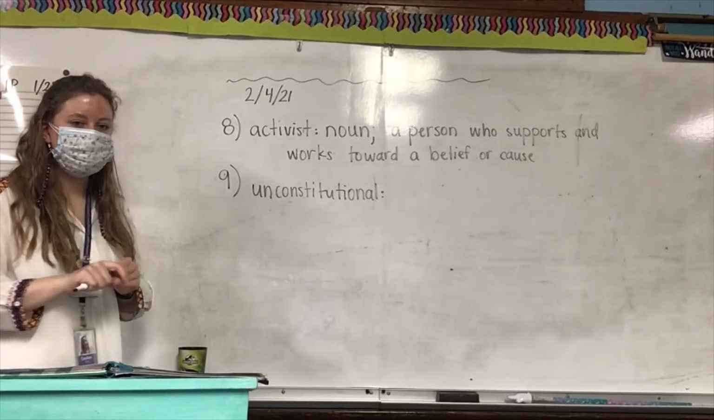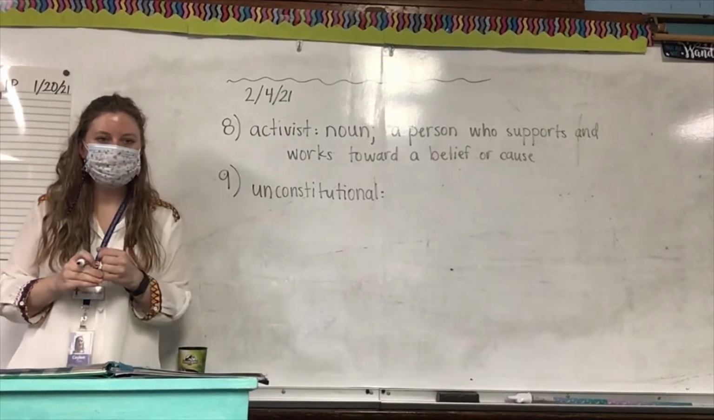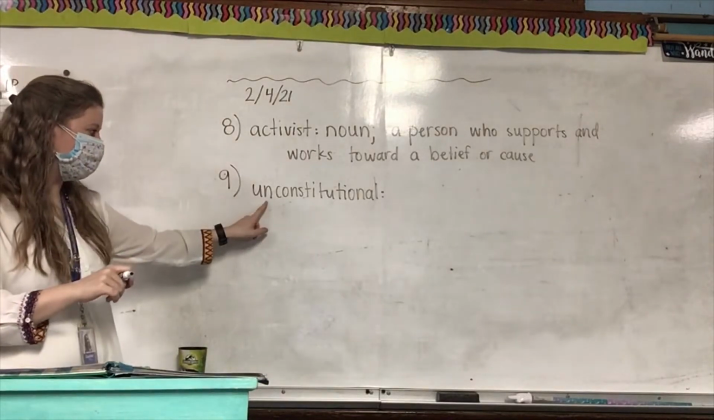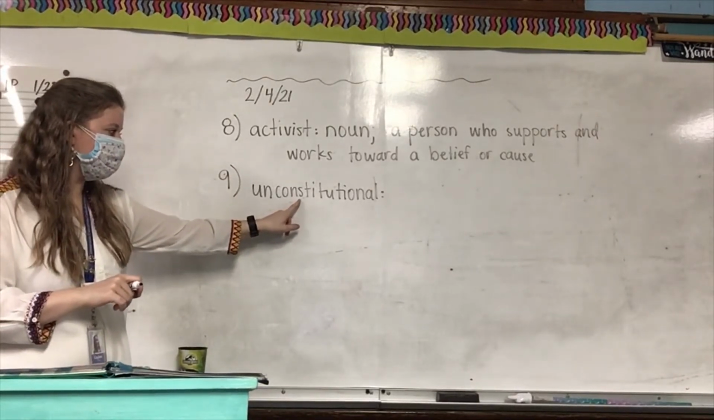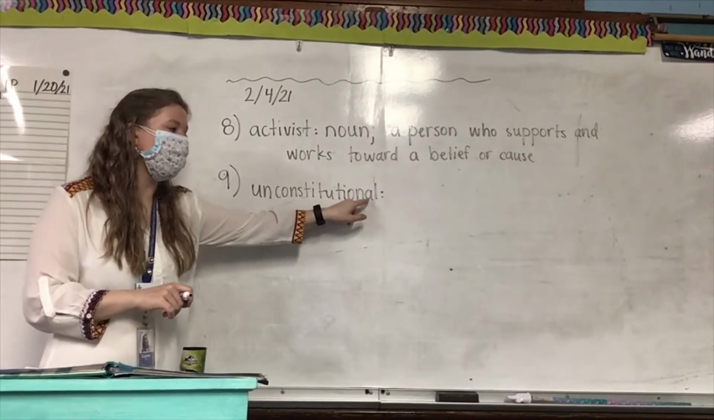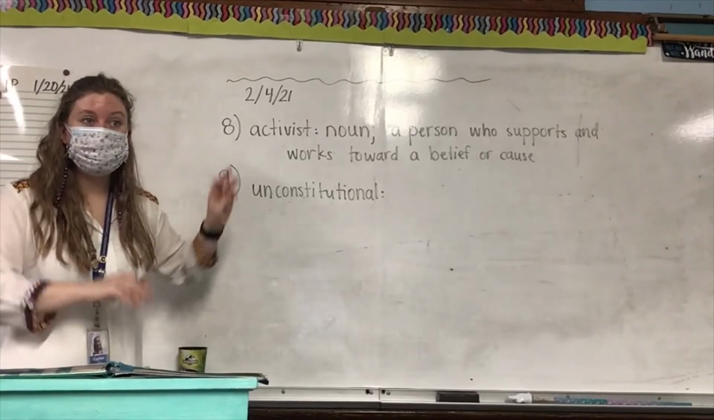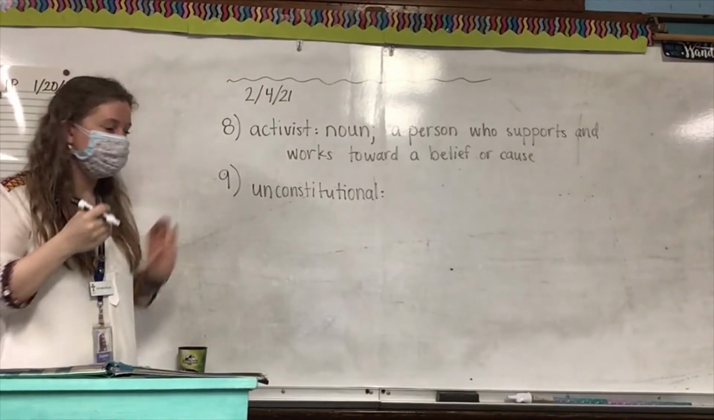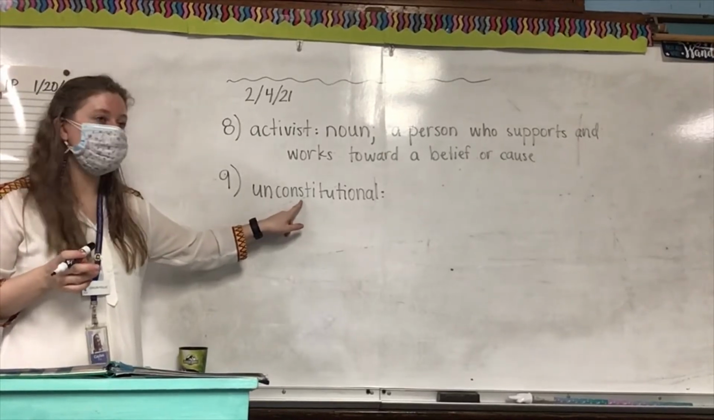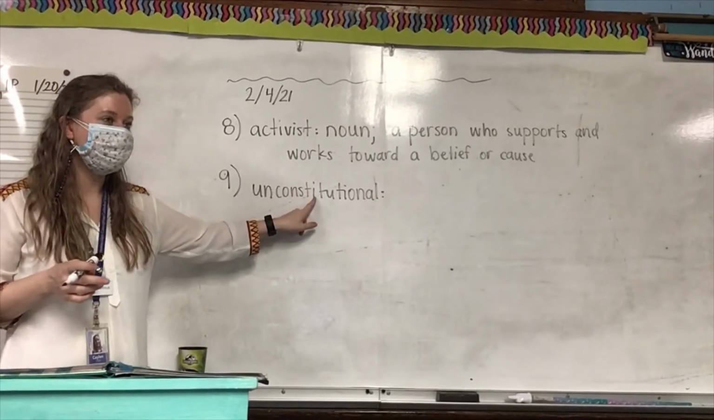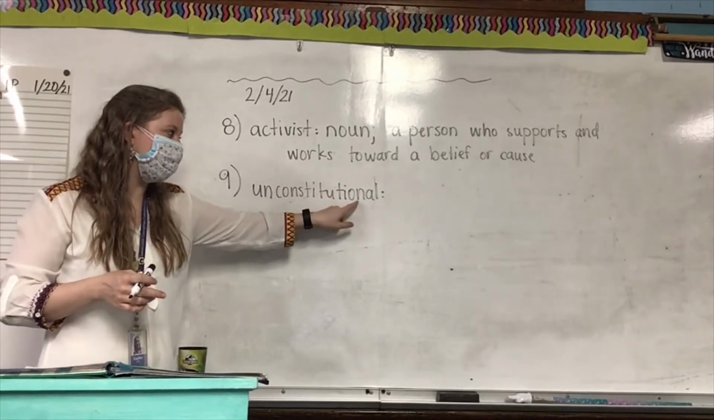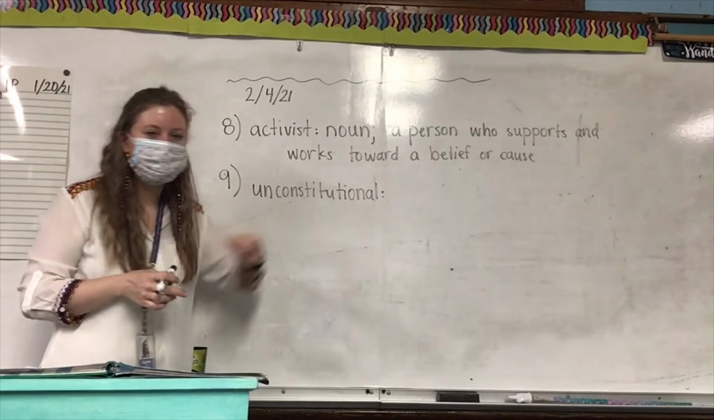What do we see in this word just by looking at it? Oh, let me spell it first. U-N-C-O-N-S-T-I-T-U-T-I-O-N-A-L. If you notice, I'm spelling it in the syllables. First syllable, U-N. Second syllable, C-O-N-S. Third syllable, T-I. Fourth syllable, T-U. Fifth syllable, T-I-O-N. Last syllable, A-L. What do you notice?